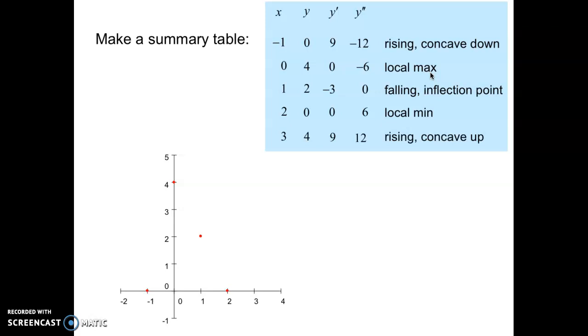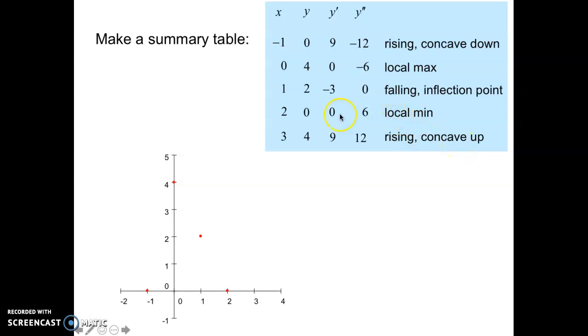And then lastly, we pick another point on the curve. I just picked another point at x equals 3. The first derivative is positive there. The second derivative was positive also, which tells me if the first derivative is positive, the curve is rising. If the second derivative is positive, the curve is concave up.